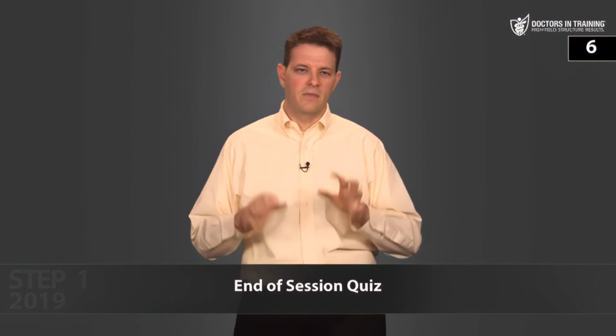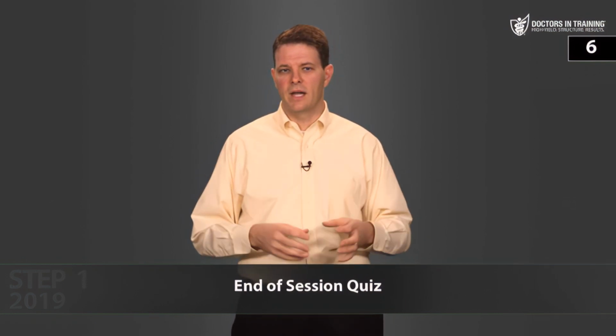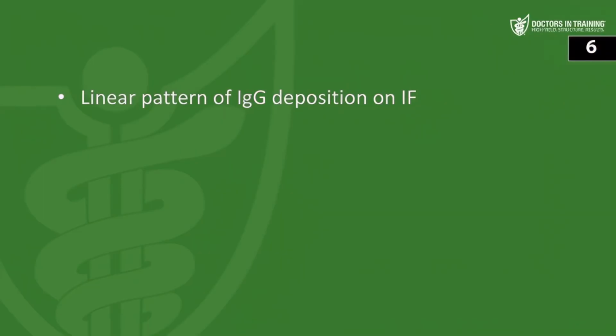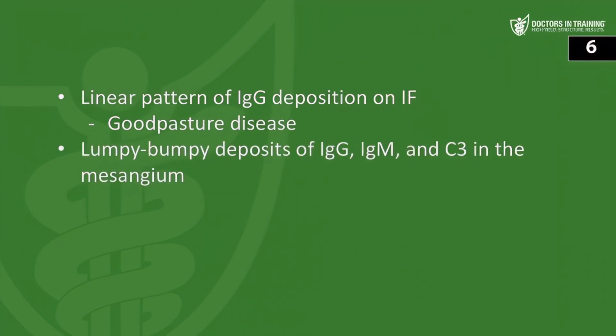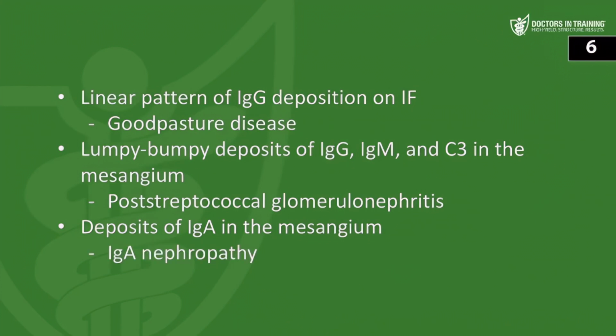And then the last question says, which glomerular disease would you suspect most in a patient with the following findings? Now, this is really high yield. Definitely be able to match the biopsy findings to the diagnosis. Linear pattern of IgG deposition on immunofluorescence is Goodpasture disease with the anti-GBM antibodies. Lumpy, bumpy deposits of IgG, IgM, and C3 in the mesangium is post-streptococcal glomerulonephritis. Deposits of IgA in the mesangium is IgA nephropathy.